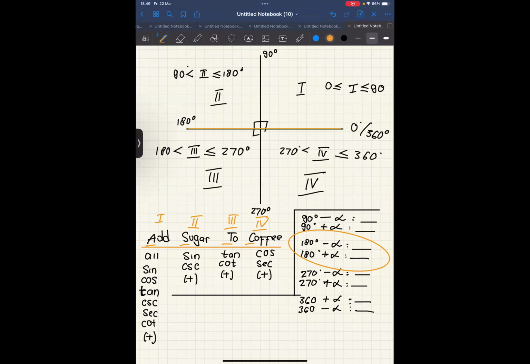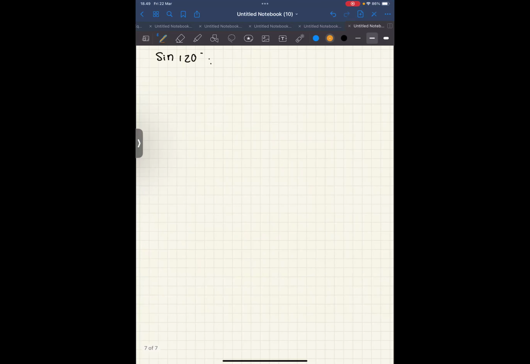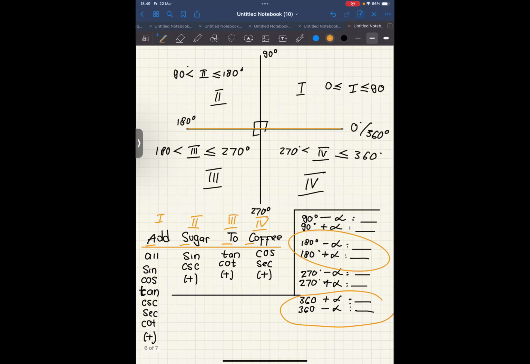And this one in the vertical line, the 360 degrees and 180 degrees. If you're using these two numbers, plus or minus a number to find the result in the question, either the sine, cosine, or tangent will not change.